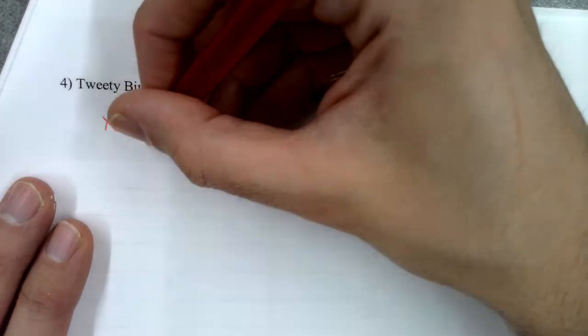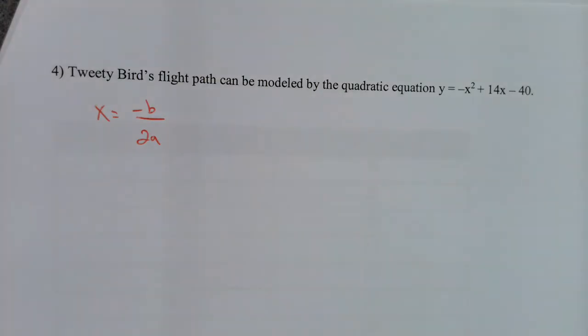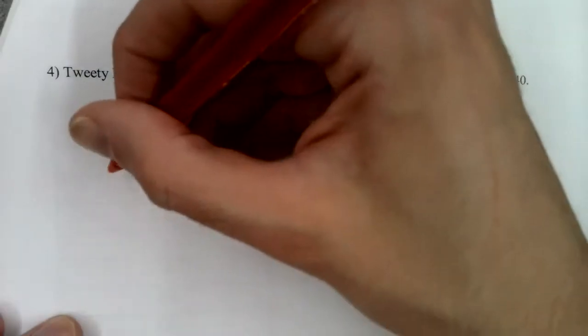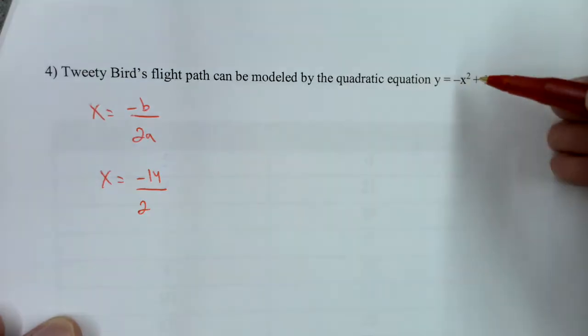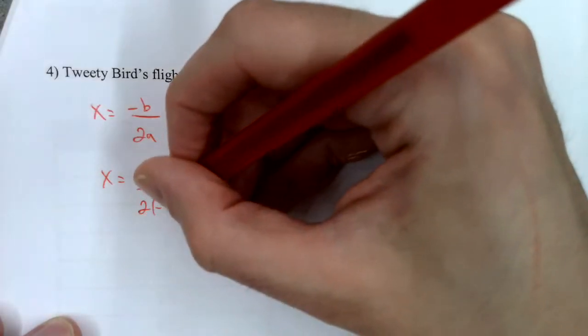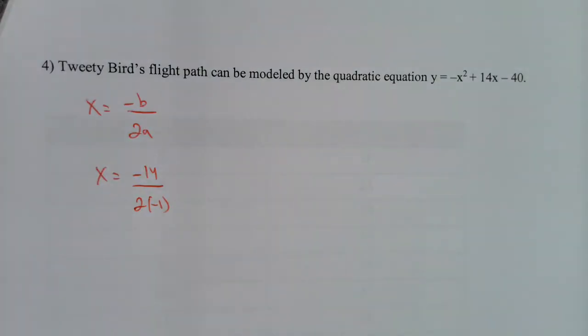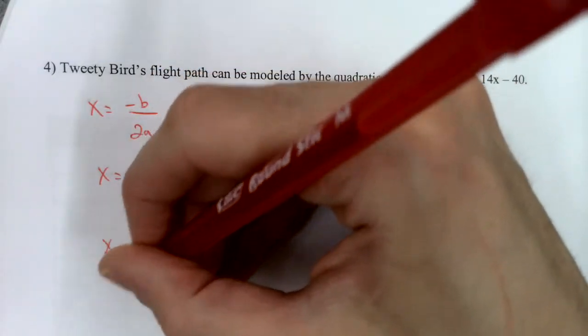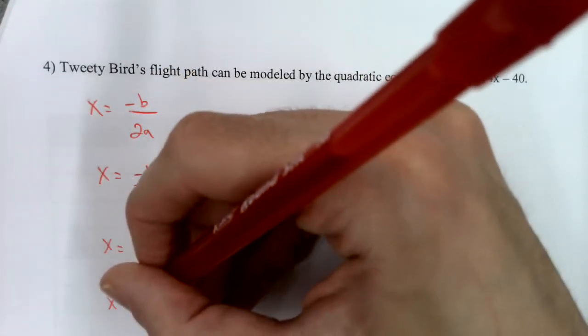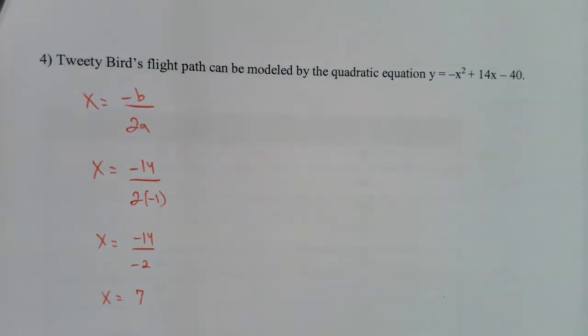So first you need the axis of symmetry. x equals opposite of b over 2a. Opposite of b would be negative 14, divided by 2 times a, 2 times negative 1. So negative 14 divided by negative 2 gives you x equals 7. That's the x value of the vertex.